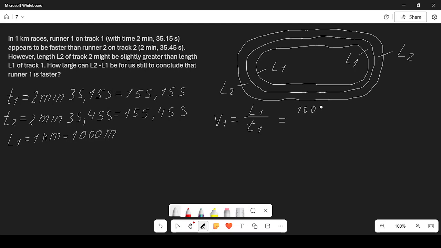We have very clear number. And we know the time. It's 155.15 seconds. Here is meters. Here is seconds. And in answer we get meters per second, speed.